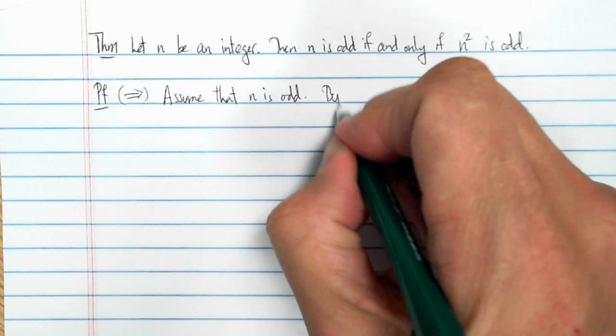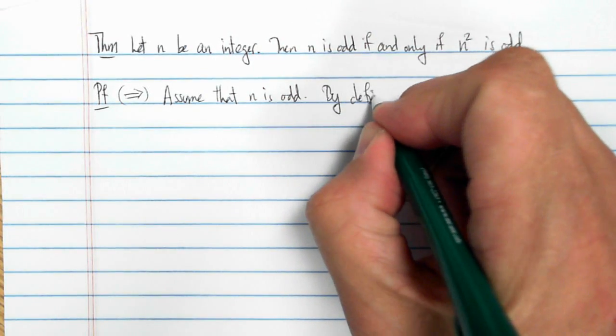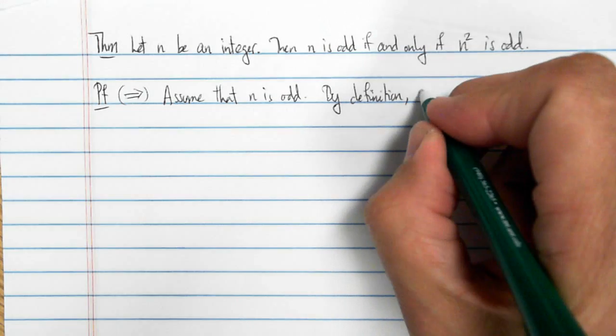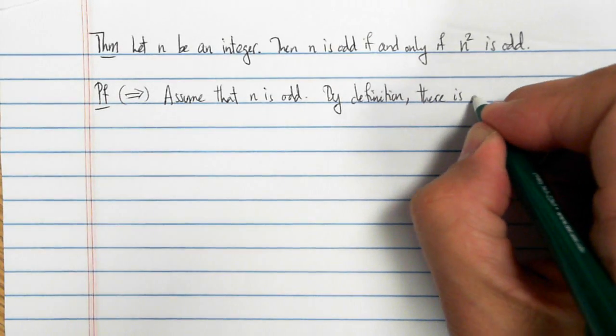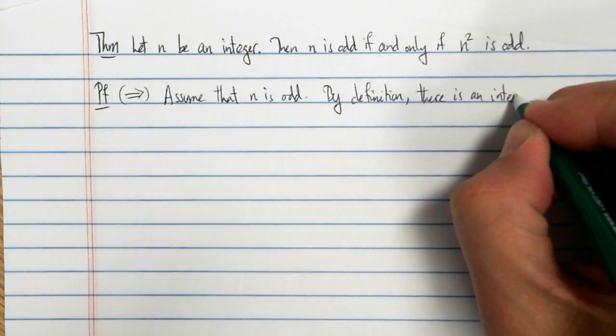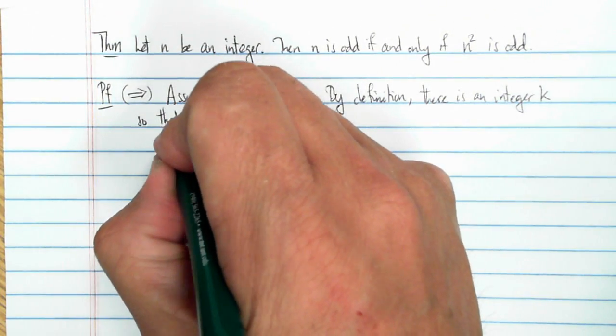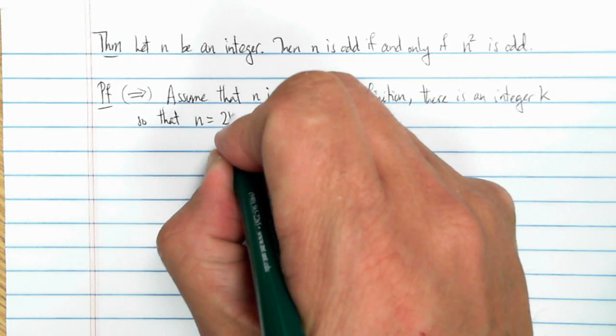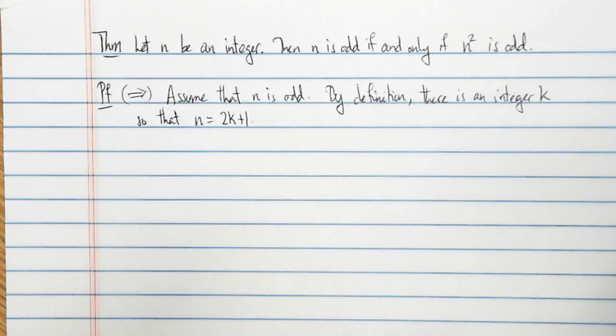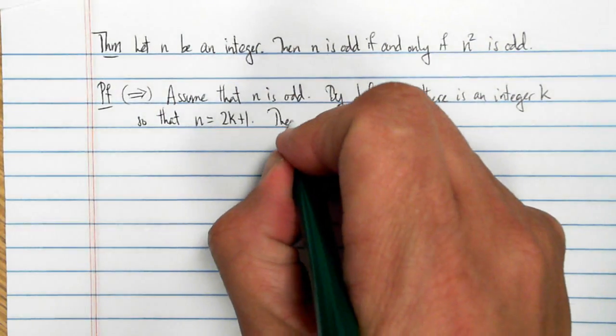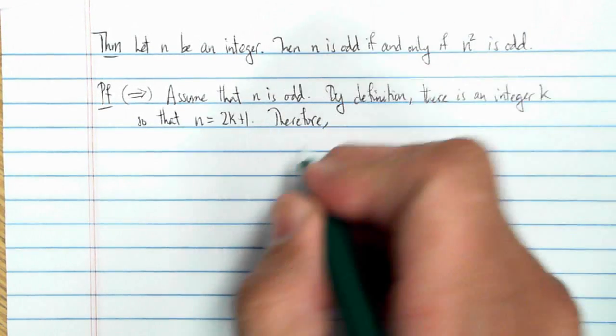By definition, there is an integer k so that n is equal to 2k plus 1. That's the definition of what an odd number is. So let's take a look at what n squared is, knowing this.